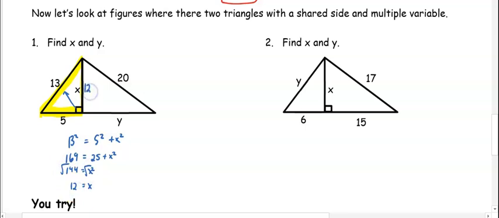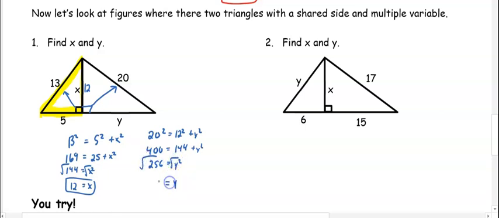So now that we know that side is 12, we can solve for y using the second triangle. So if we have our right angle, the hypotenuse is 20, so 20 squared equals 12 squared plus y squared. 400 equals 144 plus y squared. We can subtract 144 from both sides, so 256 equals y squared. When we take our square root, y is 16.